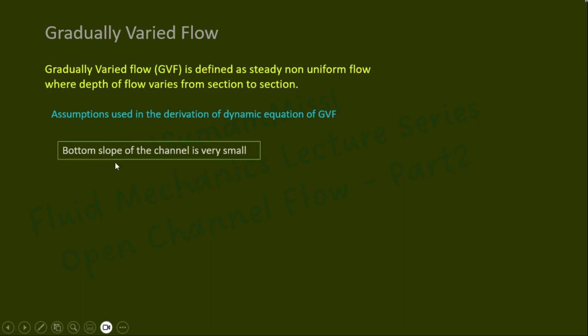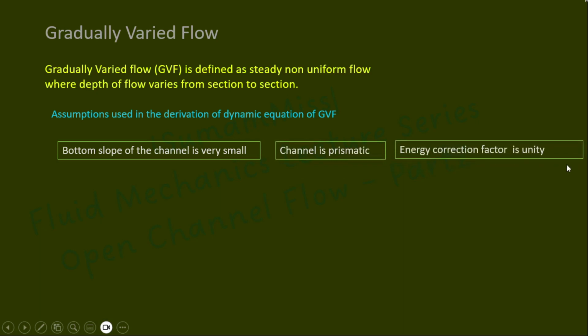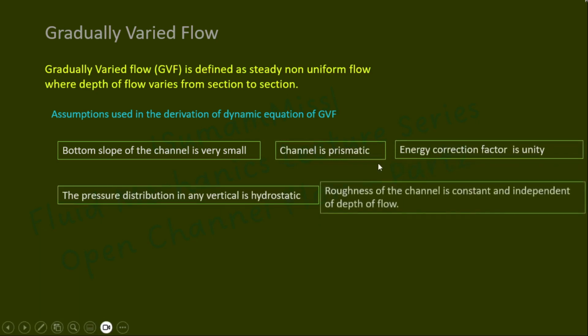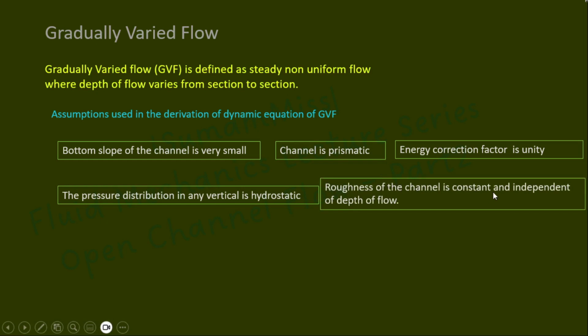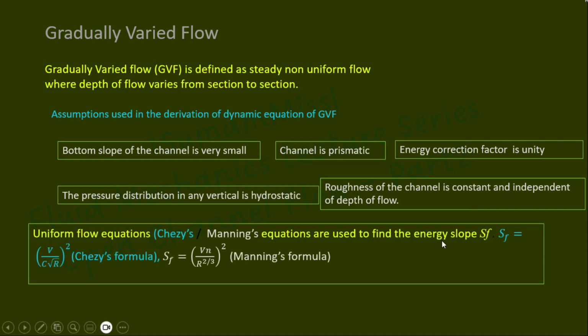The first one is that the bottom slope of the channel is very small. Then the channel is prismatic. Then the energy correction factor is unity. The next one is that the roughness of the channel is constant and independent of depth of flow. So within these conditions we can apply uniform flow discharge equations for the computation of energy slope. That means we can use Manning's equation or Chezy's equation for the computation of the slope of the energy gradient.